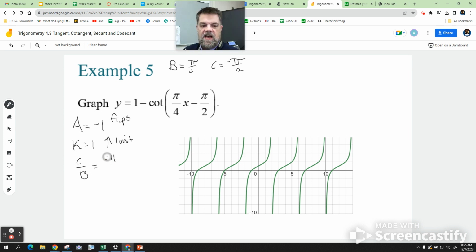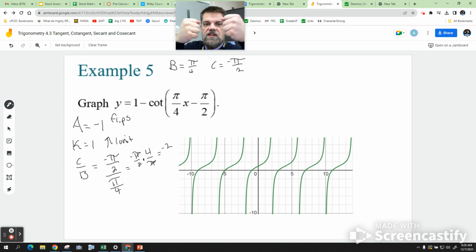But let's do the math. We say -pi over 2 divided by pi over 4. That's the same as saying -pi over 2 times the reciprocal, which is 4 over pi. The pi's cancel. We've got -4 over 2, so this is just -2, right? So that does the compression-stretch thing, but because it's negative, it'll flip it too.